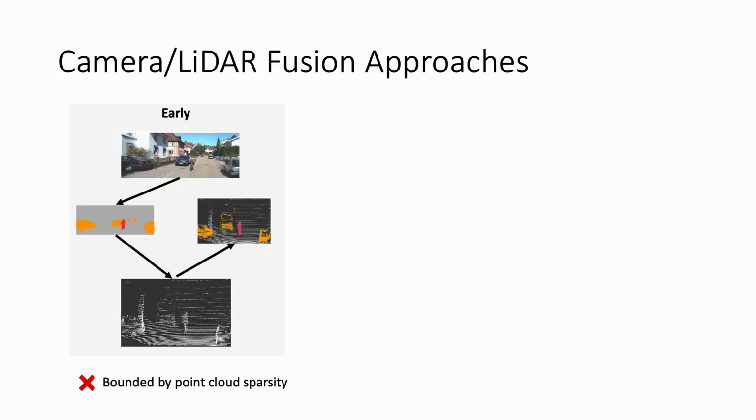Early fusion methods extract semantics from 2D image-based models and add image features to the point cloud features. The enhanced point cloud can then be processed by any 3D object detector. Now, due to the sparsity of the point cloud, these methods limit the amount of information transferred from the images to the LiDAR stream.